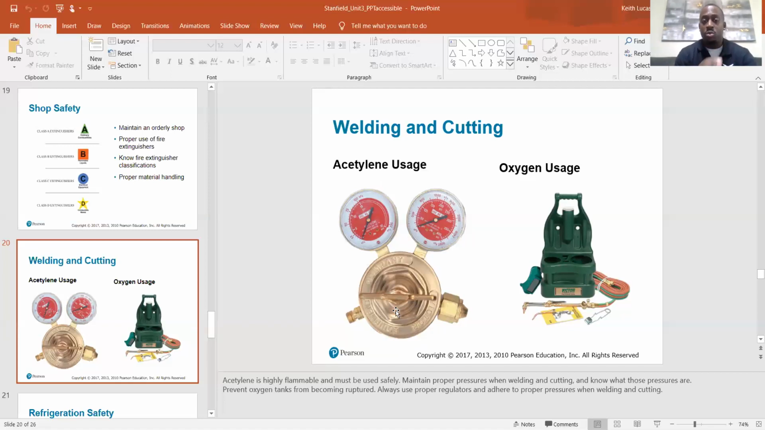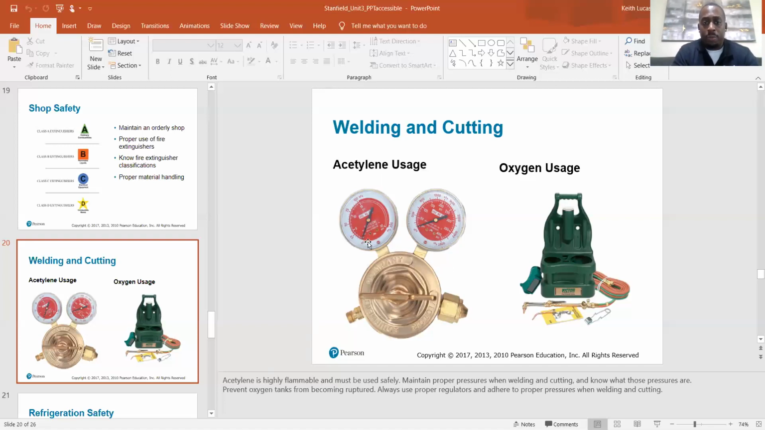And I'll explain to you how far to turn it because you're going to watch your gauges. And so let's get to the gauges. This gauge is telling you how much gas is in the tank itself. This gauge is telling you how much gas is being released from the tank into your hose. And the unit of measure is PSI, for pounds per square inch.